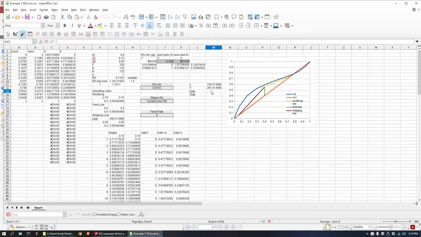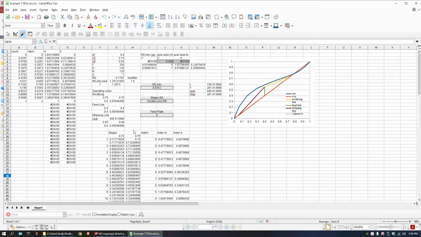Our L bar was already found before, if you remember. It's just down there. It's what we use for our stripping section. And then our V bar is going to equal our V plus, this is going to end up being just our V because our q is 1, but it is our V plus 1 minus q times our feed. And that is going to be the same as it was before. Or V, sorry.